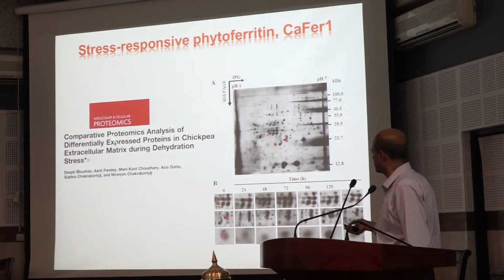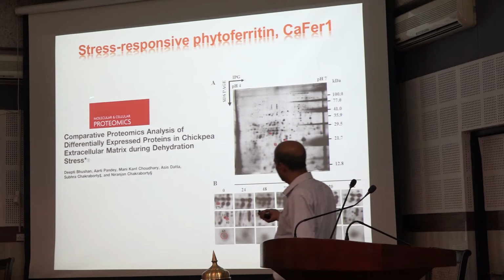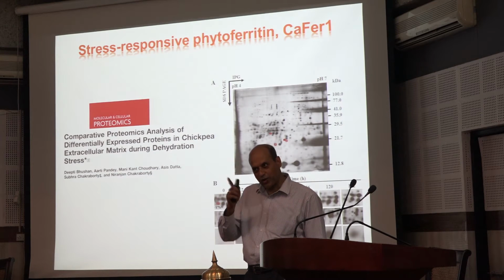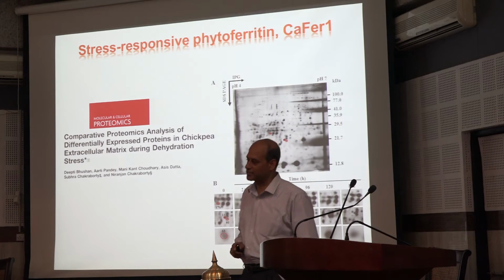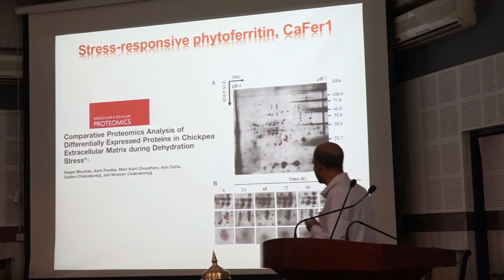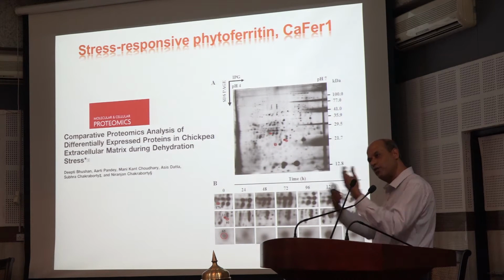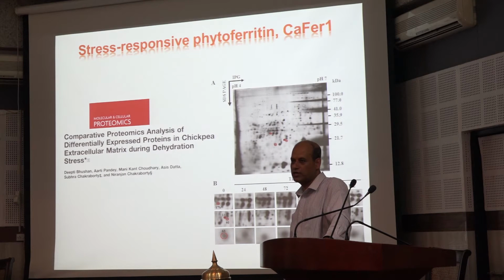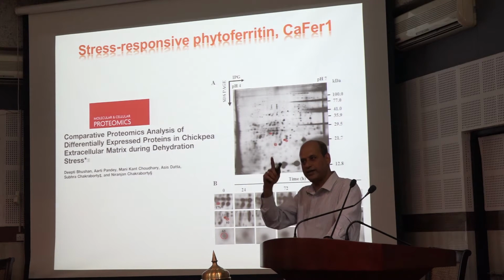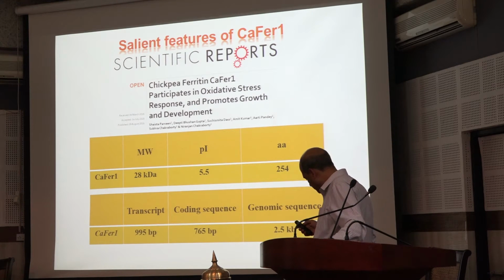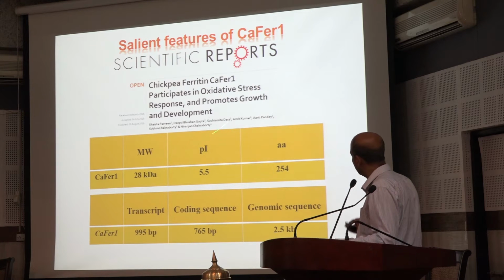Last month this paper was published in Molecular and Cellular Proteomics. This is also the first paper from India in MCP. So when this paper was accepted, we were sure that we actually had something magical in hand. I showed these spots, then we cloned this gene. Because if you know the protein, you can easily go back to the nucleotide sequence. Am I right? So we cloned the gene and named it with the same name, CaFER1. This paper came out last month, published in Scientific Reports.